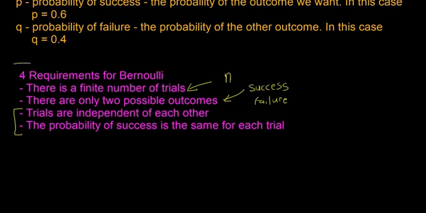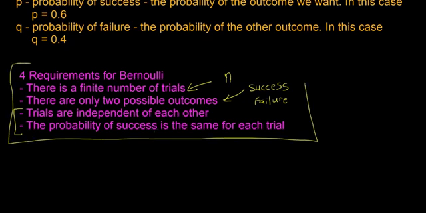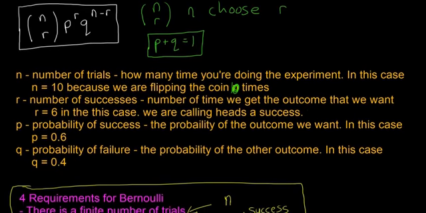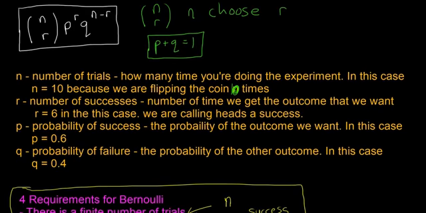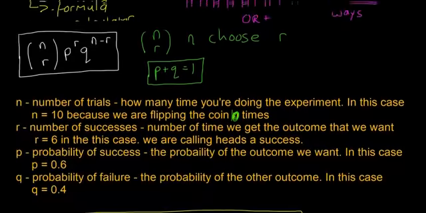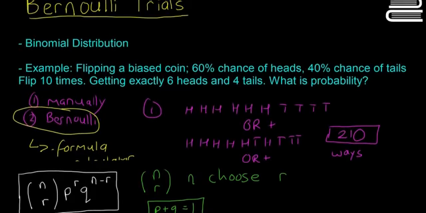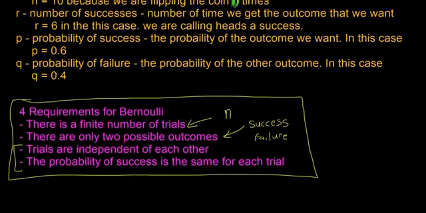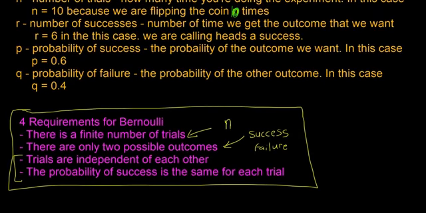Again, you need to learn off the 4 requirements for Bernoulli's trial, and then you need to understand them so you can tell if you're allowed to use Bernoulli or not. The formula is in the tables book, but you do need to understand what each of these mean. And then in the next video, we will look at doing a question like this coin toss and how to use Bernoulli's trial for probability questions.